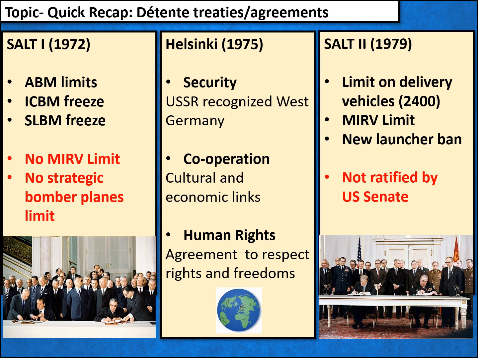And lastly, SALT II in 1979, at the end of the Detente period. This went further than SALT I. It placed a limit on delivery vehicles, and there we're talking about how weapons are deployed, a limit to 2,400 on each side. It went further with MIRVs.